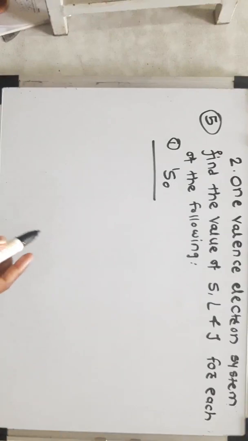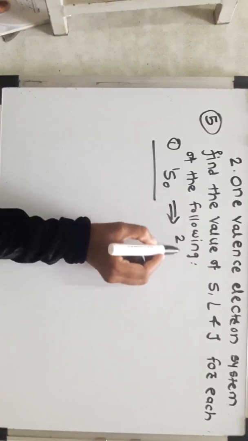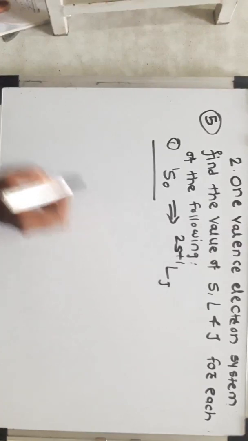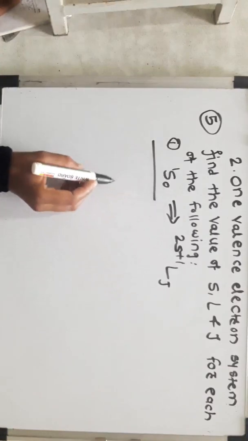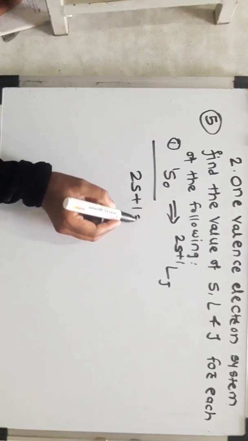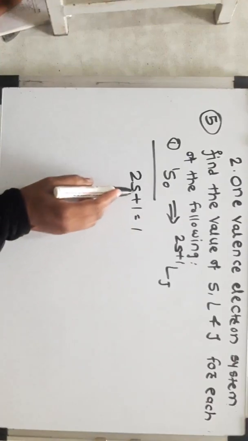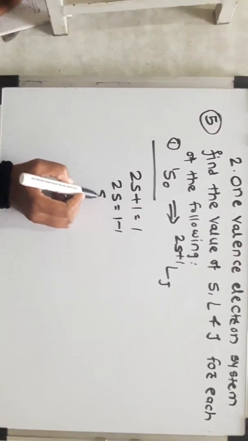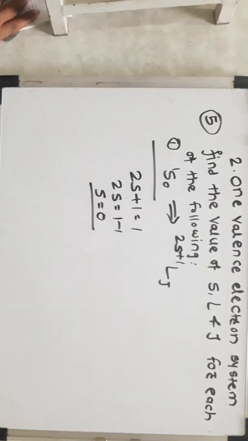Now 1S0. In this, the atomic state is given in the form 2S plus 1, and this is the value of J. First you have to find the multiplicity, which is given: 2S plus 1 is equal to 1. Knowing the multiplicity, you will find the value of S. Therefore 2S is equal to 1 minus 1 is equal to 0, therefore S is equal to 0.